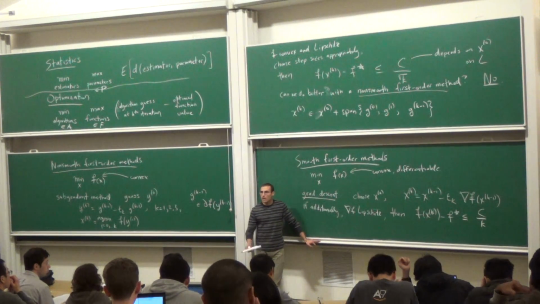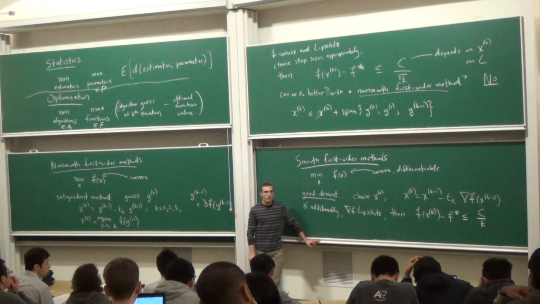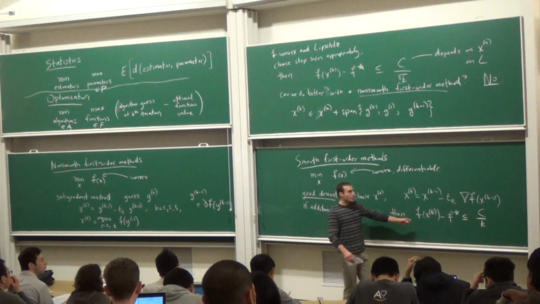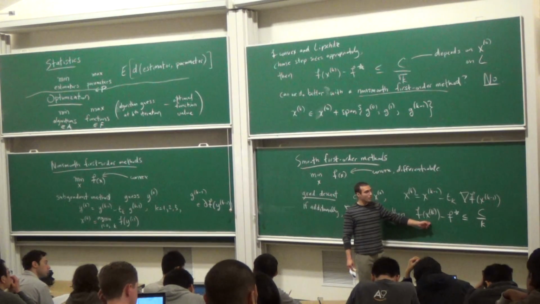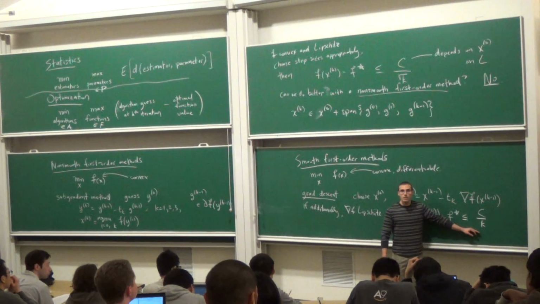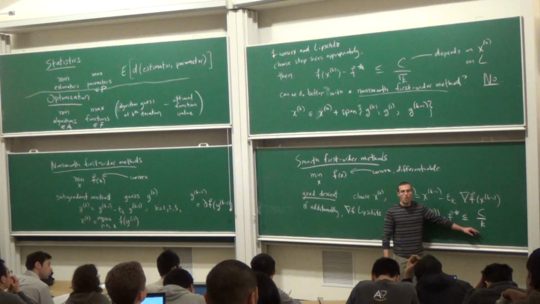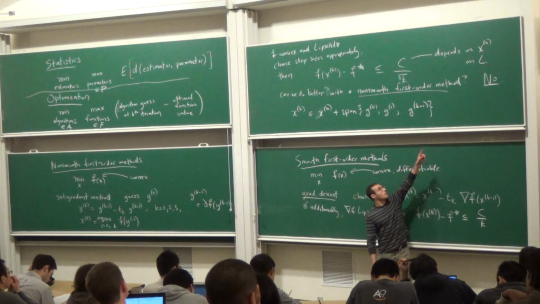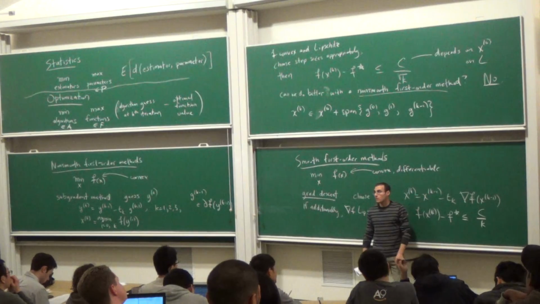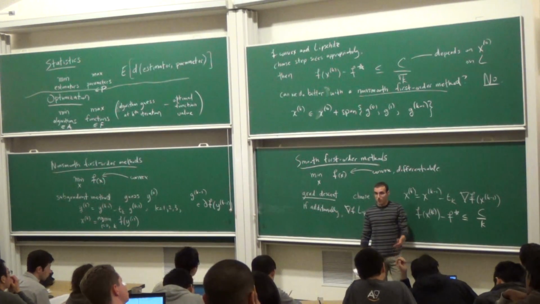We flip this around and we ask how many iterations do I need to get an accuracy of epsilon? That's another way of thinking about these bounds. I need about 1 over epsilon iterations here. That's how it scales to get an accuracy of epsilon. This tells me I need about 1 over epsilon squared iterations to get an accuracy of epsilon.